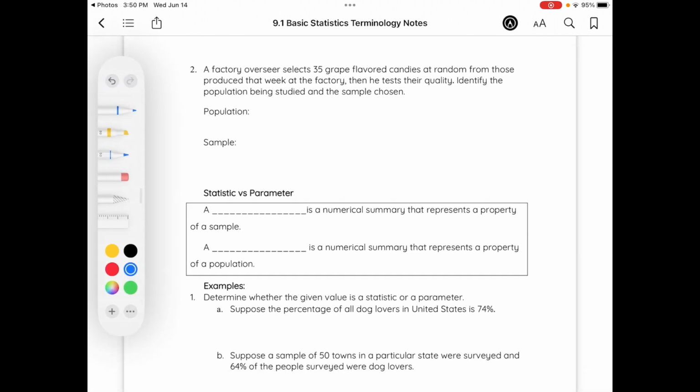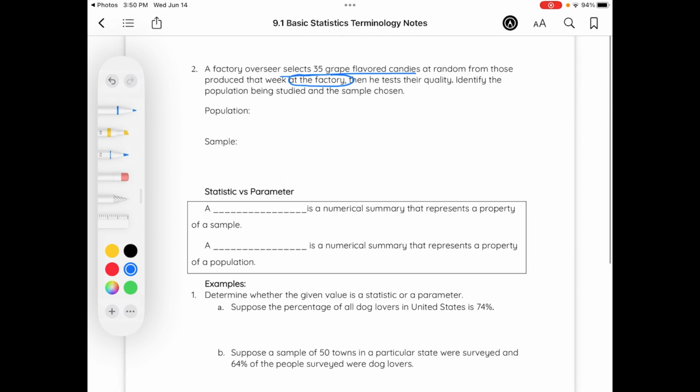A factory overseer selects 35 grape-flavored candies at random from those produced that week at the factory. Then he tests their quality. Identify the population being studied and the chosen sample. So we're selecting 35 grape candies from that week at the factory. In particular, our population is going to be all grape-flavored candies in the factory, and our sample is specifically 35 grape candies.